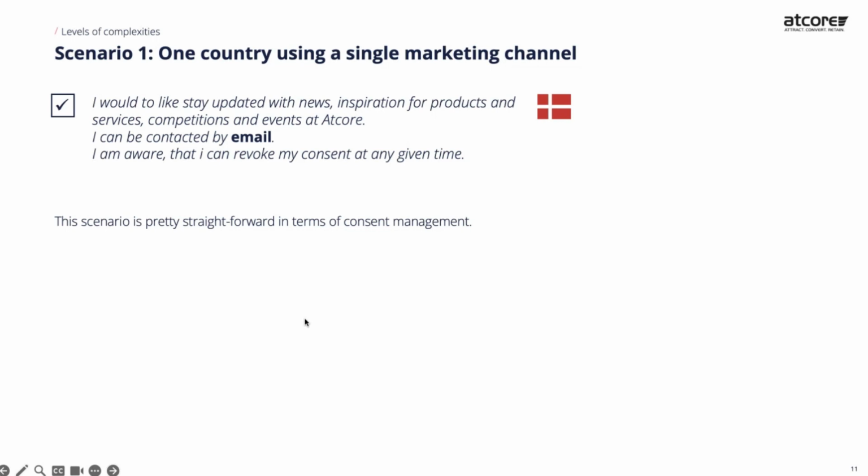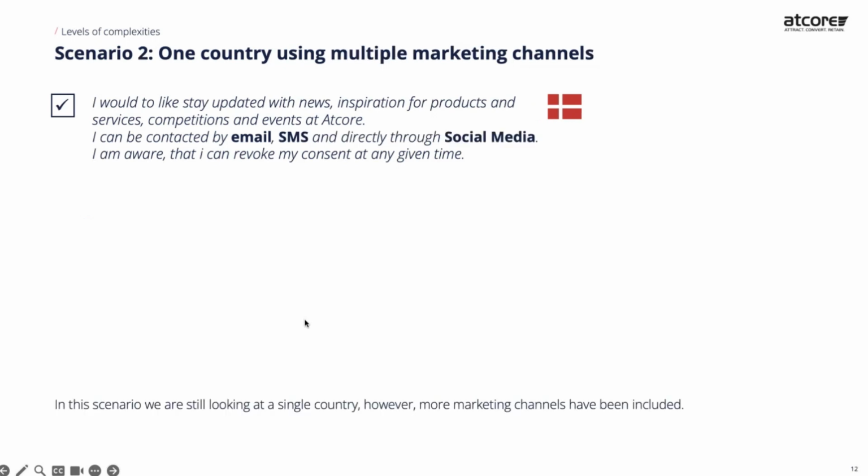And in this example, I'm displaying a checkbox with an accompanying consent text in order to obtain a marketing consent. You may also notice that I'm mentioning email in the consent text. Scenario 2, now Atcore is still operating in one country, but we have expanded our portfolio of marketing channels to also include text messages or SMS and social media. So yes, I'm still only operating in Denmark. However, I'm using more channels. And as you can see, I have also included these additional channels in the text.